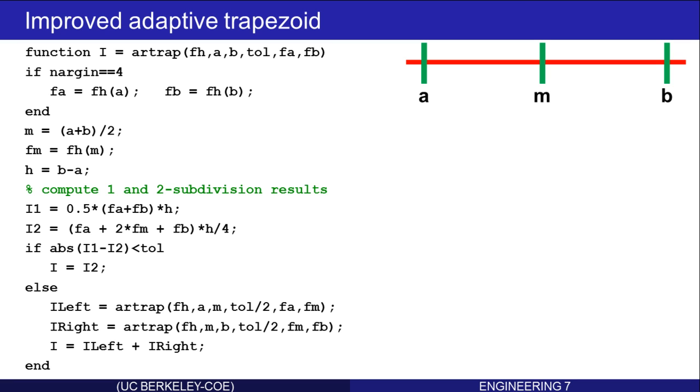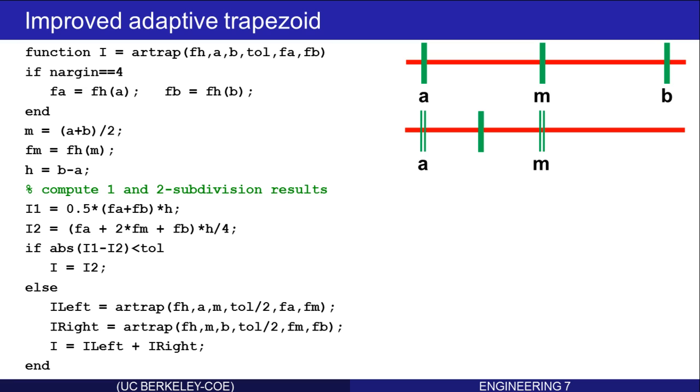The first time through, the user calls it with four arguments: fh, a, b, and tau. There's no passing in of fa and fb. So the function gets evaluated at a and b in line 3, and finally at m in the 5th line. As before, let's imagine that's not suitable for convergence, so we have to make this first recursive call to compute I left, integrating from a to m. But now, fa and fm, the left and right endpoints, are passed in. So in this subsequent call, there are 6 input arguments, and the function is not evaluated at a or at m. It's only evaluated at the midpoint.